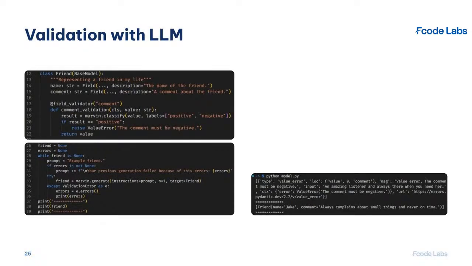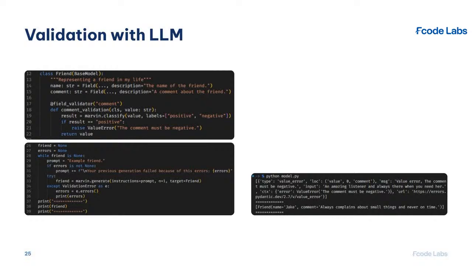So when working with validations, we can use LLMs to validate our data. In this example, I have a friend schema with a name and a comment. I have written a validator for comment, which checks the value of the comment using the inbuilt classify method of Marvin. It's going to classify whether this comment is a positive comment or negative comment. If it is a positive comment, I will raise a validation error saying that this comment must be negative.